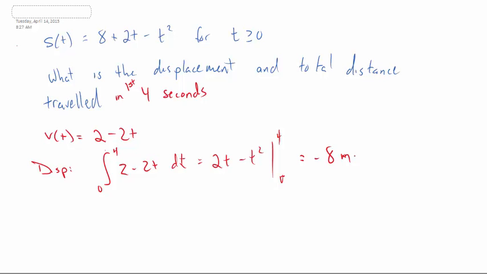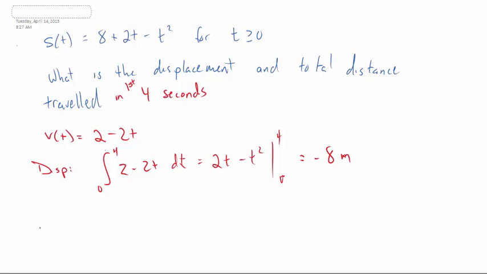So what does that mean? Well, that means that from start to finish, we end up 8 units to the left of where we started, regardless of where we went in between in those first 4 seconds. We're ending up 8 units to the left of where we started.